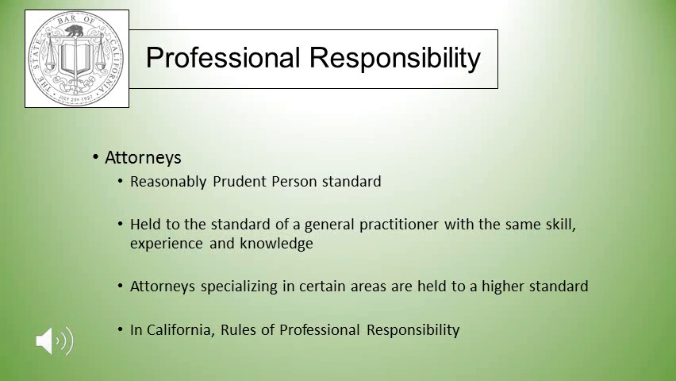Now, if we do decide to get certified in a particular area, then of course our standard goes up. You would assume that if somebody went through special training to get additional certifications, you should hold them to a higher standard than somebody who does not have that particular skill set. So you would hold those attorneys to a higher standard. And then, as I indicated before, in California, you can go to the State Bar website and you can find our rules of professional responsibility right there for you, so you can see all the wonderful things and our ethics that we have to follow.